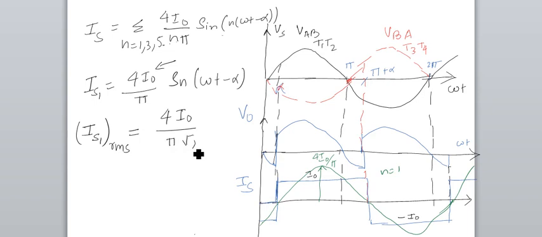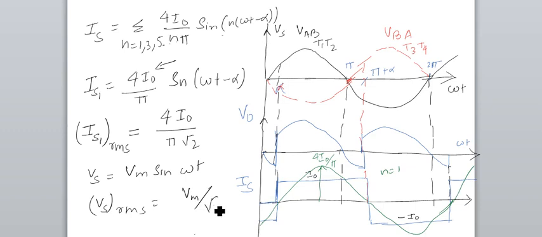You will ask how, sir? Whenever you write Vs, Vs is equal to Vm sin omega t, right? To get the RMS value, Vs RMS is equal to Vm by root 2. This is how you take the RMS value. For the fundamental, I have taken the coefficient of the sine component and divided by root 2. So this is my RMS component.